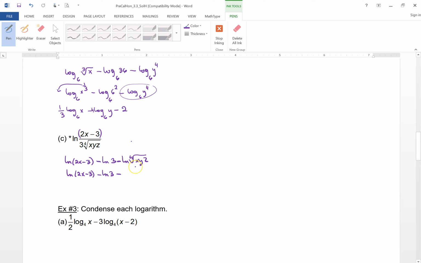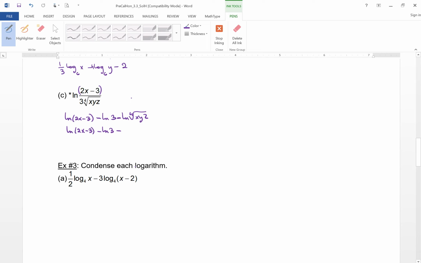So what is ln of 4th root of xyz? And there are different ways of doing this. You might have a shorter way of doing it. That's totally fine. So this is ln of xyz to the power of 1/4, right? So let me just focus on this part, and I want to expand it off to the side here. So I have ln of xyz to the power of 1/4.